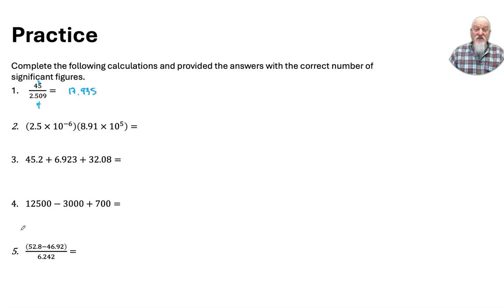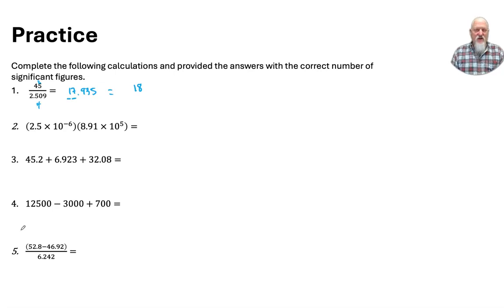But I only need 2 significant figures, so the 1 and the 7. I'm going to check the number after the 7, and it's 5 or greater, so that means I'm going to round the 7 up. So I'm going to have 18 as my answer, 2 significant figures. Okay? Next one.